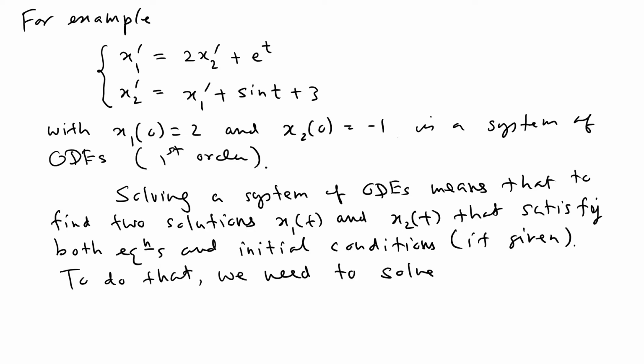We need to solve two equations. So two means, because we have two here, okay? Otherwise it can be 3, 4, 5, like that. Two equations simultaneously.